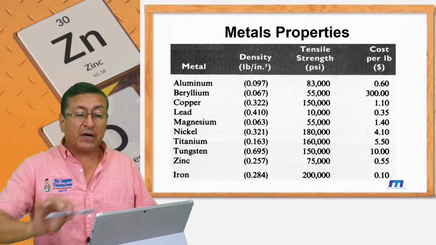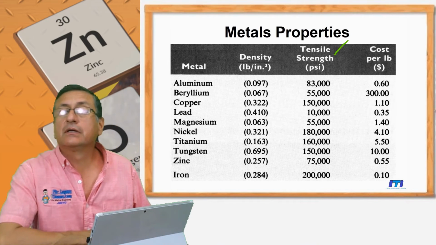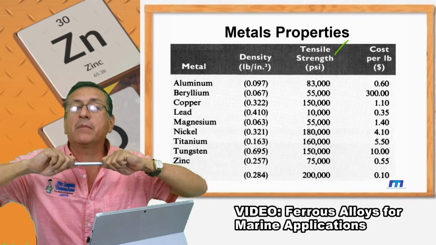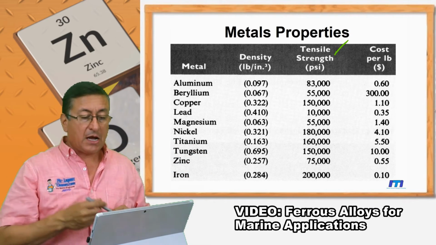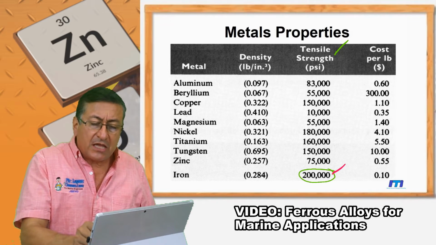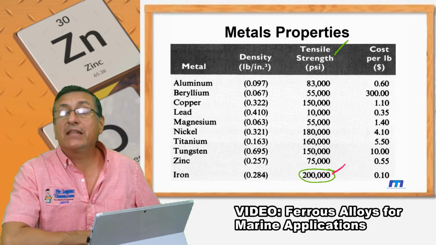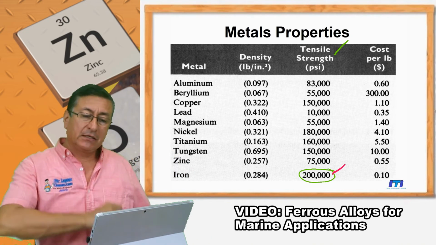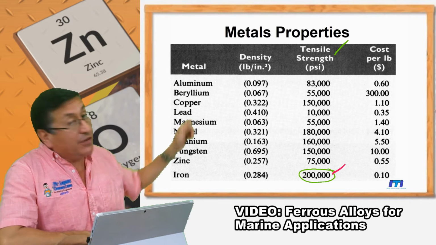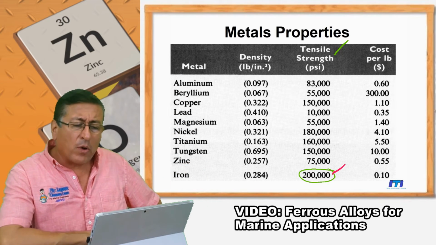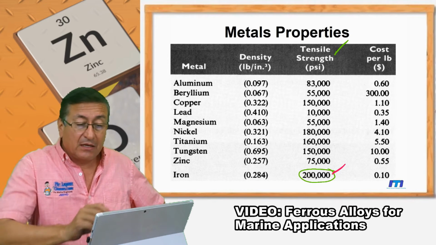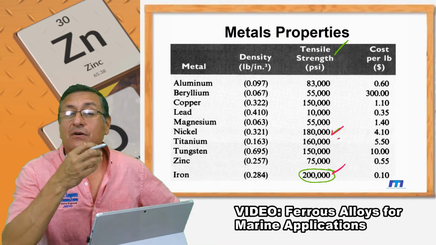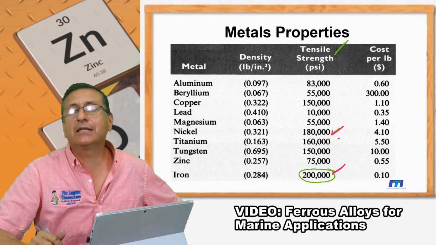In this picture, if you remember, we have the tensile strength. That's the yellow point. This is the maximum strength supported by the metal before the metal is broken. Look at iron. It's 200,000 psi before the metal is broken. Before 200,000 psi is the elastic area. This is the highest in comparison with the rest of the metals. What is the second one with high tensile strength? Nickel. For that reason, the alloys of metals with nickel have excellent tensile strength.